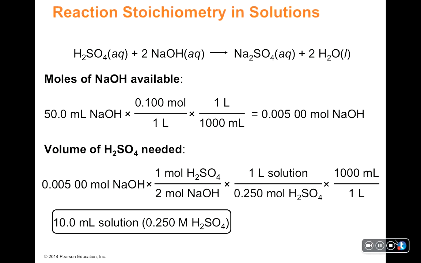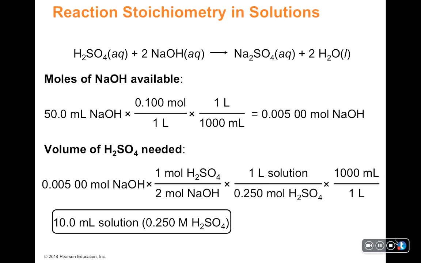You have to make sure that you've arranged your problem to set all of your units to be equivalent to each other. So you can see here that liters on the top cancel with liters on the bottom, and then milliliters on the top cancel with milliliters on the bottom, and leave us with moles on the top. So the 50 moles of sodium hydroxide is equivalent to 0.005 moles of sodium hydroxide. Again, we're using the volume that they give us and the concentration to figure out how many moles we have.